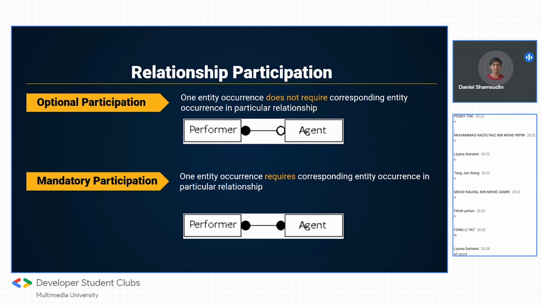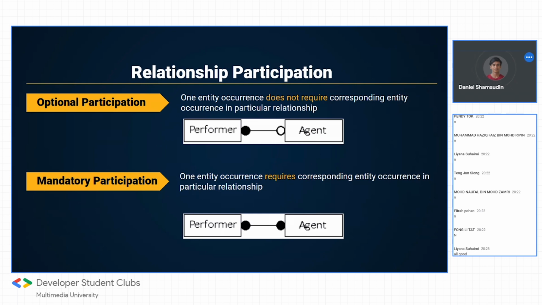Imagine this is a situation where an agent has to book a venue that involves a performer, but in optional participation, an agent does not necessarily need the performer to make a booking. So let's say the agent makes a booking for a venue for an art exhibition. It does not involve any performer. So in this case, we can conclude that this is an optional participation.